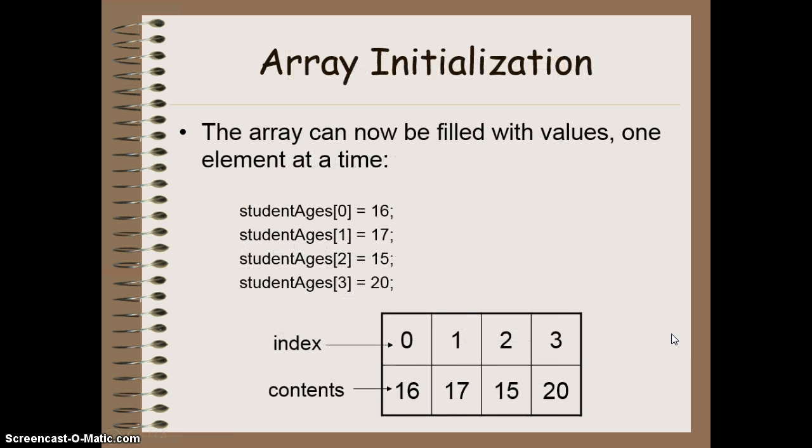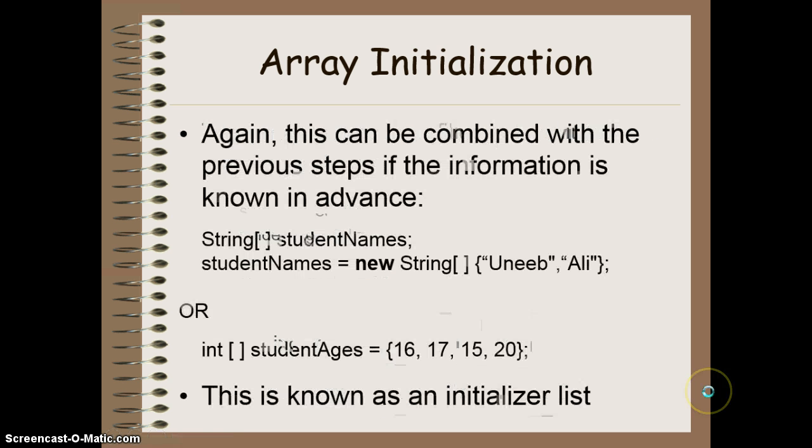So next I want to actually initialize the values and give them some data inside them. I do this just by saying the name of the array, the position or index I'm working with, and then what I want its value to be. So if I run these 4 lines of code, I'd end up with an array that has these contents in it.